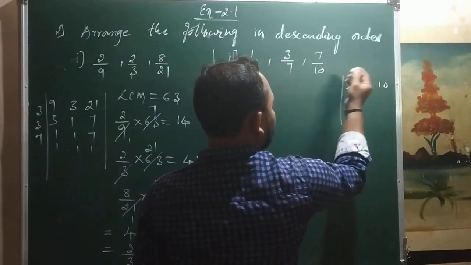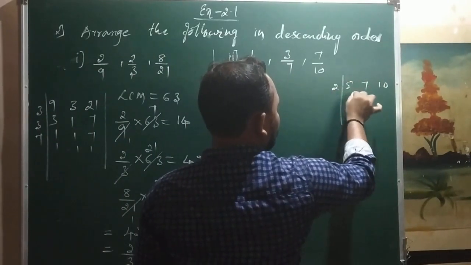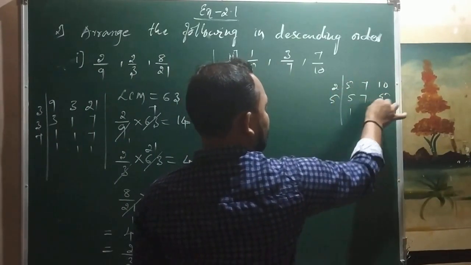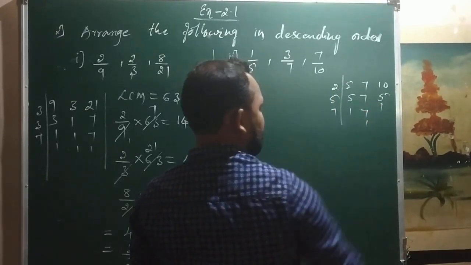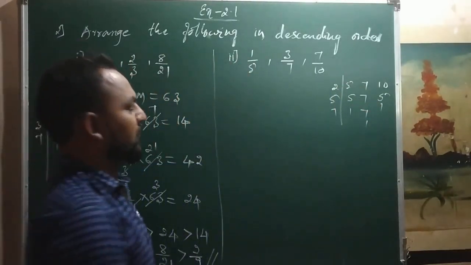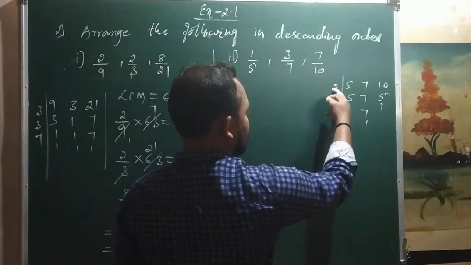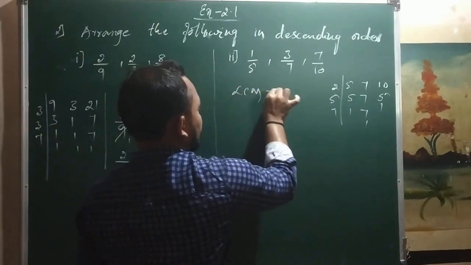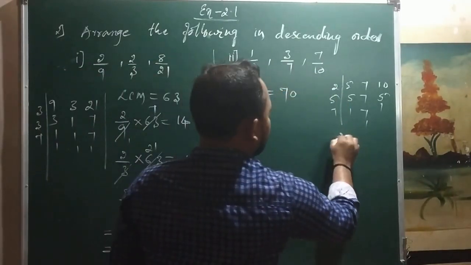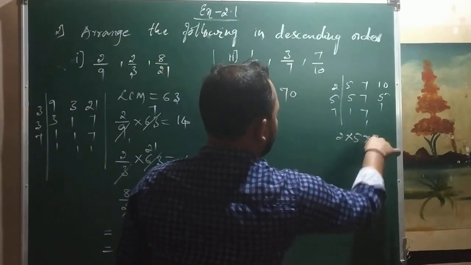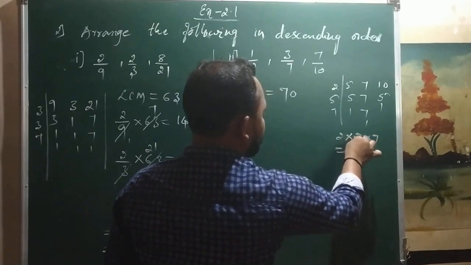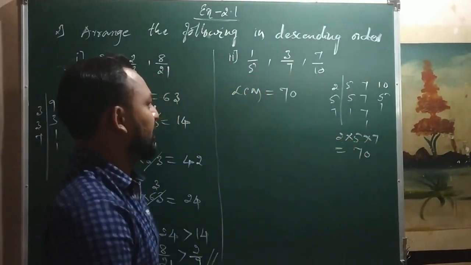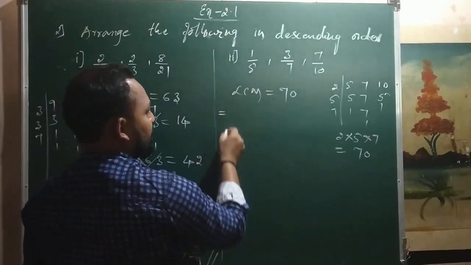Here, 2, 5, 7. 2 fives are 10. Next, 5 ones are 5, 7 ones are 7. Okay, then 5 twos are 10, 10 sevens are 70. Here the LCM is 70. Then multiply each fraction with 70.